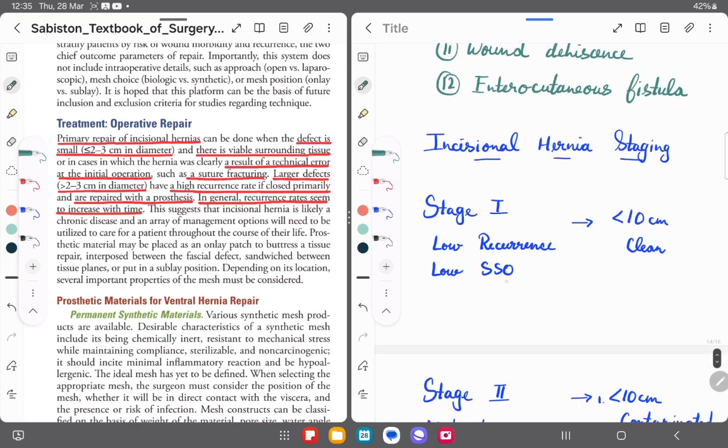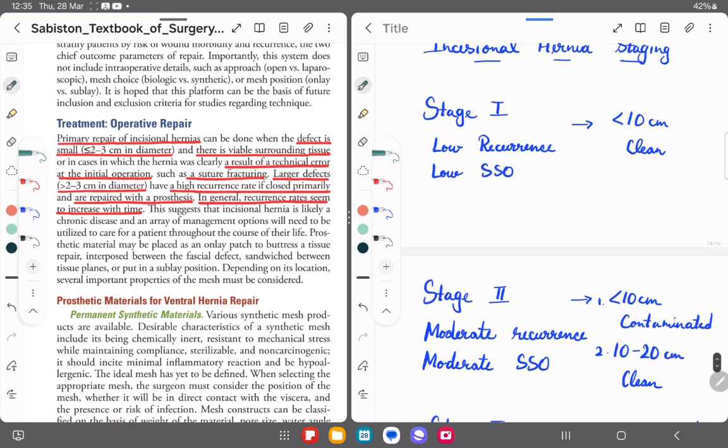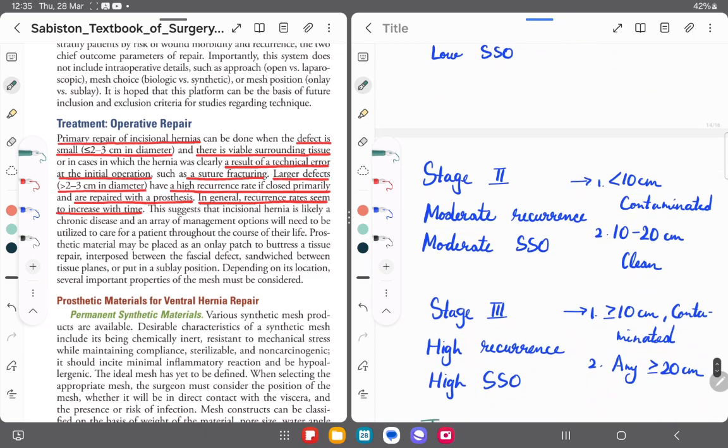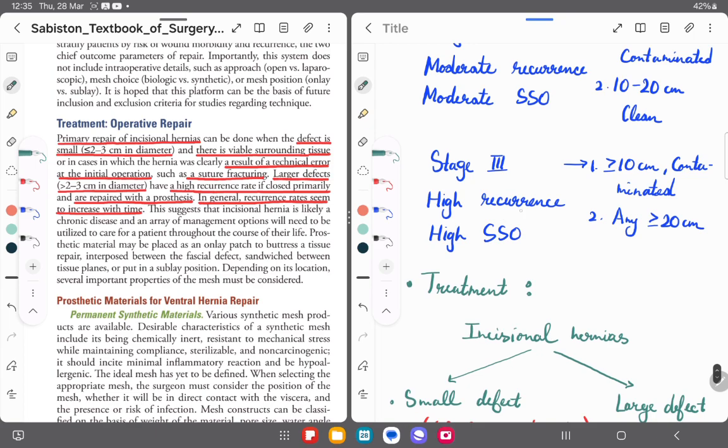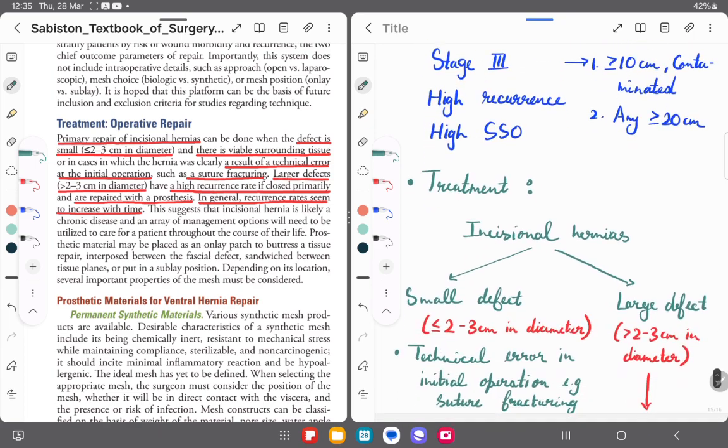Using this term surgical site occurrence and recurrence, we have the incisional hernia staging system. So stage 1 is low recurrence and low SSO. Stage 1 incisional hernia is less than 10 cm in width and clean. Stage 2, moderate recurrence and moderate SSO. It can be classified by width, that is less than 10 cm if contaminated hernia, or 10 to 20 cm clean hernia. Stage 3 is high recurrence, high SSO, which is more than or equal to 10 cm contaminated or any more than or equal to 20 cm.